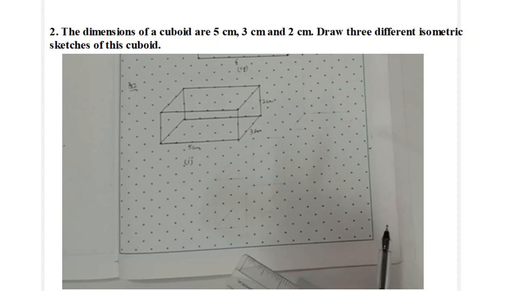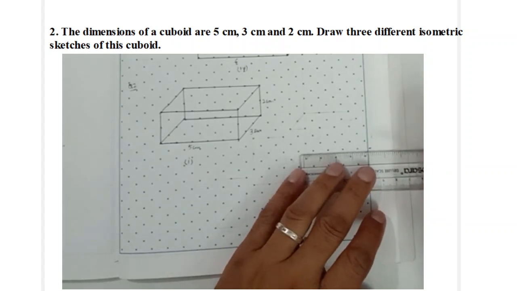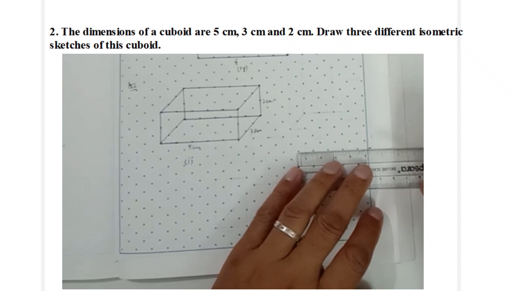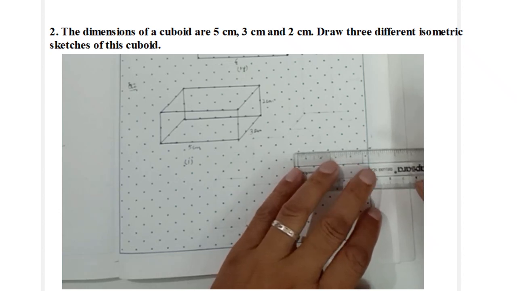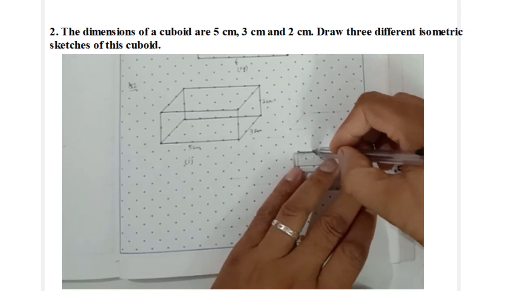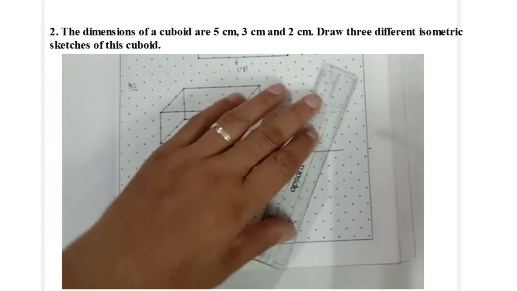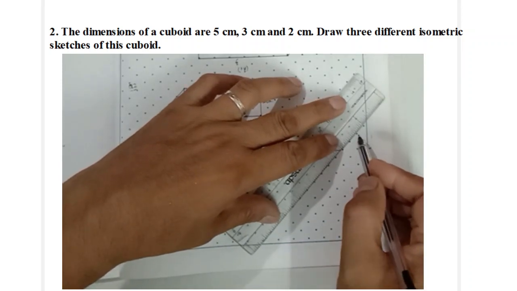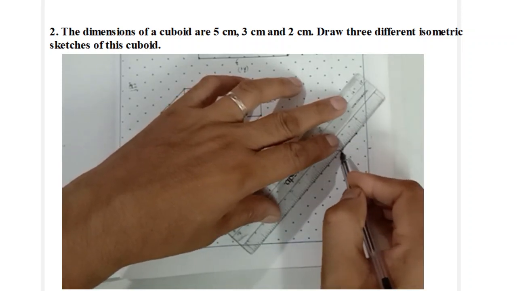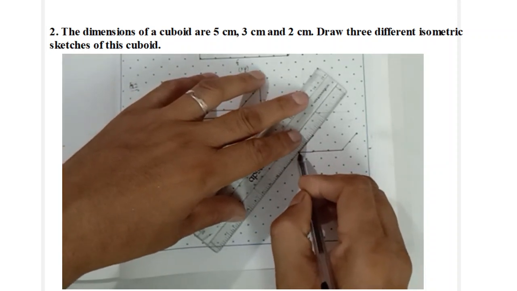Let us draw a second isometric figure of the same dimension. So let us take length as 3 centimeter, that is 3 dots, 1, 2 and 3. Then breadth as 2 centimeter, that is 2 dots, 1 and 2. Here again 1 and 2.